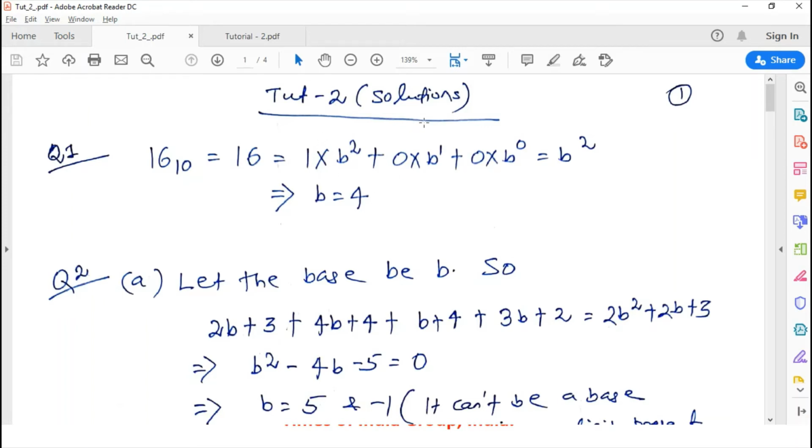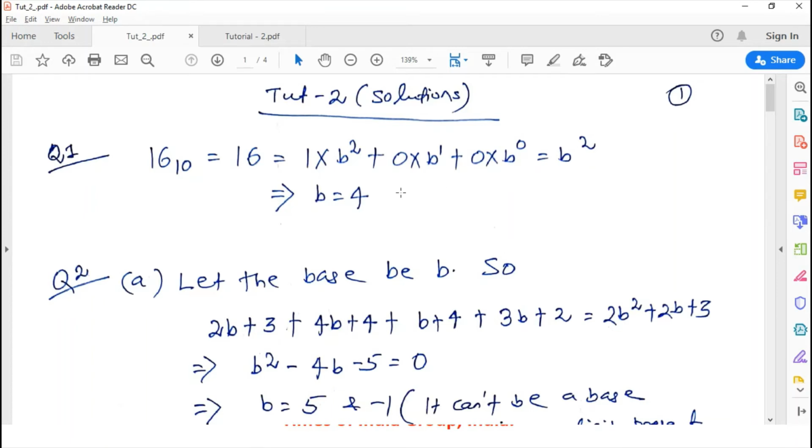Okay, now this becomes a quadratic equation. So that means we can write this as 1 times b square plus, now 0 multiplied by anything is 0, 0 multiplied by anything is 0. So ultimately this entire quadratic equation will be simplified to b square. Okay, so that means 16 is equal to b square. Now as we know, when we take the square root on both sides, then 16 becomes plus and minus 4, and b square will become b. Okay, so ultimately b will be plus and minus 4.